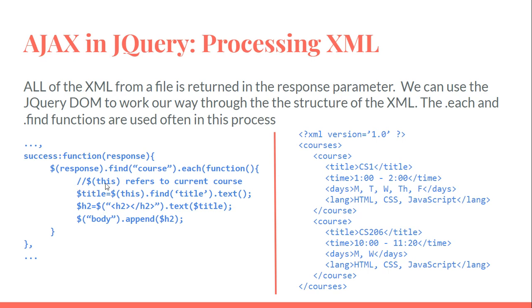And then the each function is going to cycle over that list. So what we're getting here is a loop that is going to loop over all of the course elements. While we're in here, the keyword this is referring to the current course, the one that we're currently iterating over. So the first time it's this course. And so I say this.find title.